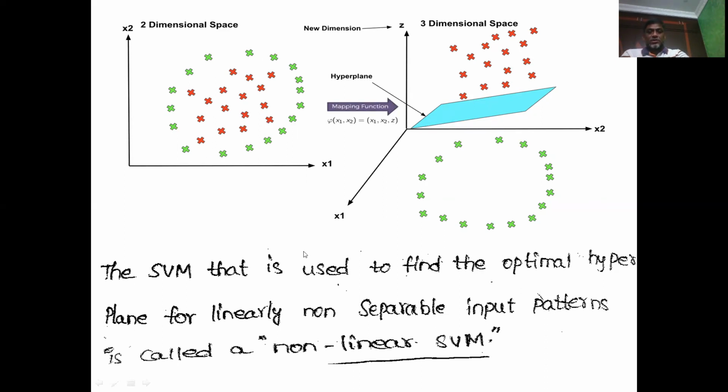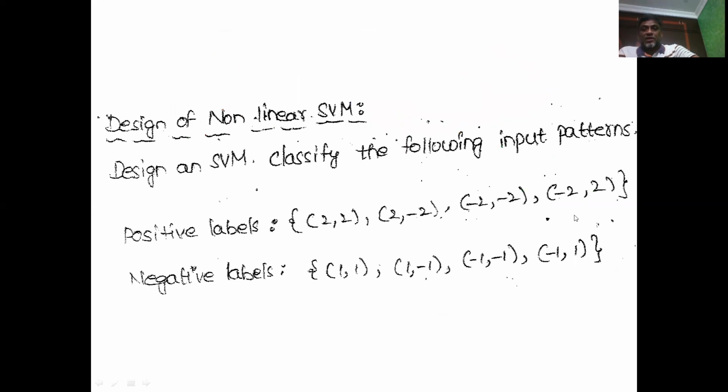Okay, so the SVM that is used to find the optimal hyperplane for linearly non-separable input patterns is called a non-linear SVM. This is a simple definition, you can easily remember it. A non-linear SVM is an SVM which is used to find the optimal hyperplane if the input patterns are not linearly separable. If they are linearly separable, we'll go with linear SVM. Now, let us go through the design of nonlinear SVM step by step.